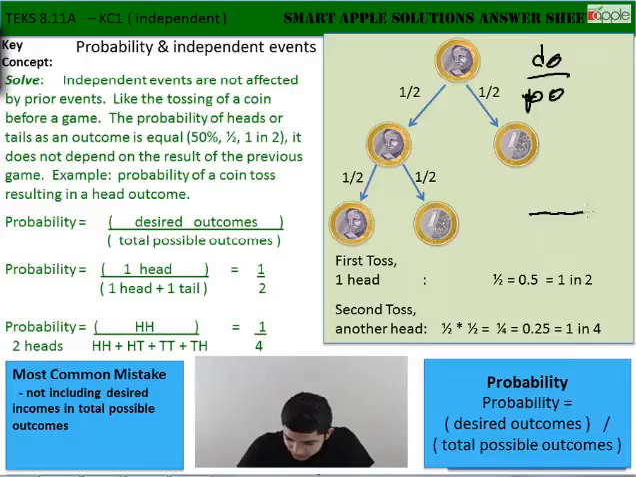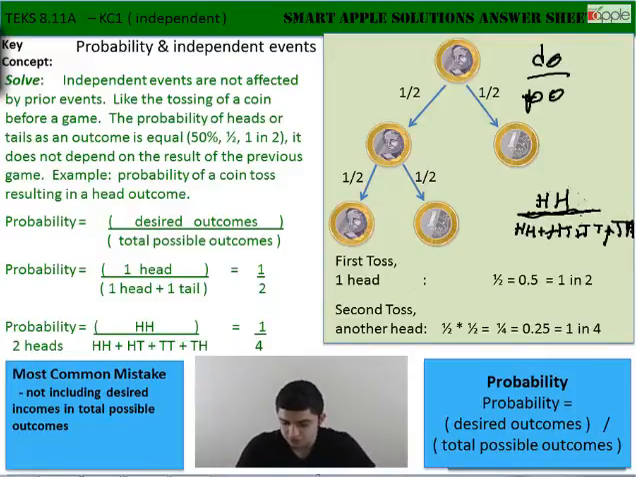So let's make another one here. Heads on the first one and heads on the second one. That will be our desired outcome. Now we have to list all the possible outcomes for which the probability can happen. So first off we have heads, heads, then we have heads, tails, then we have tails, tails, and then we have tails, heads.